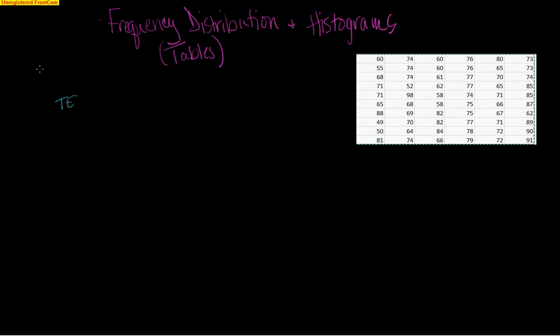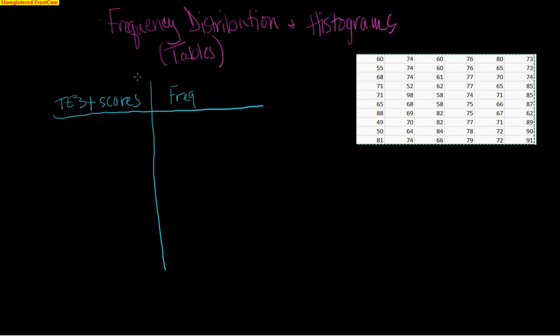So we have our test scores, and just to start out here with basically a two-column table, and over here is going to be the frequency. Okay. Now the first thing we want to do is create these classes, and classes are just ranges. So I think to keep it simple, let's go by 10.